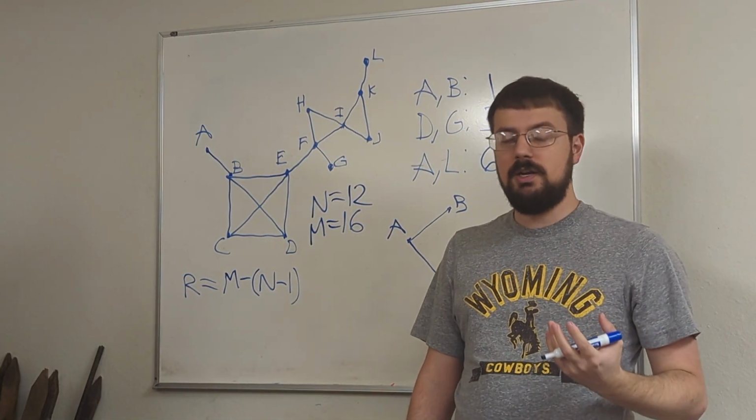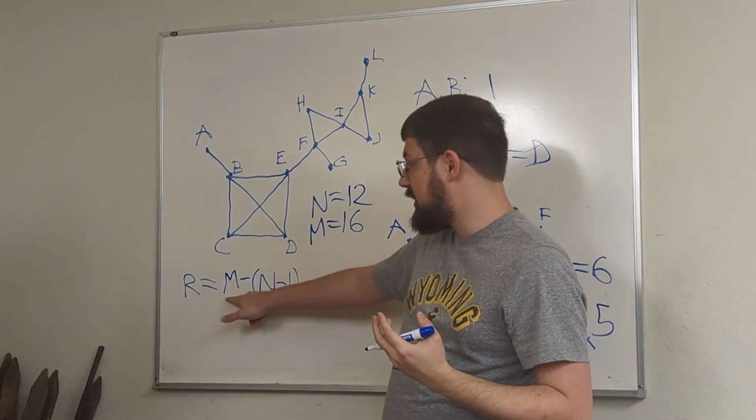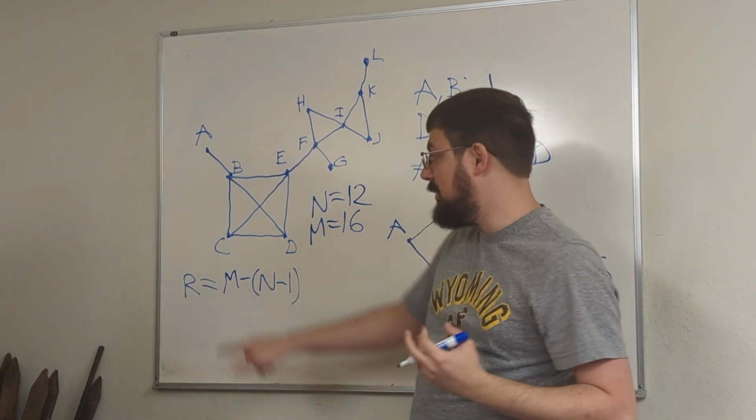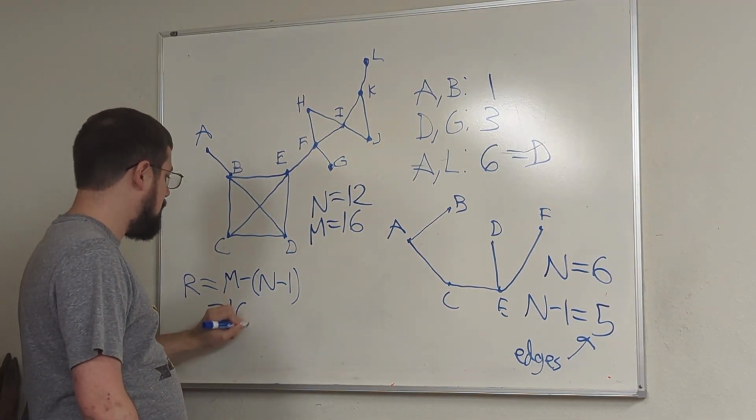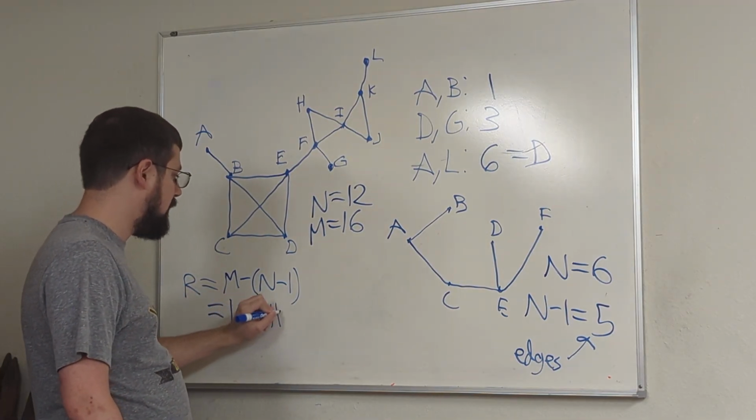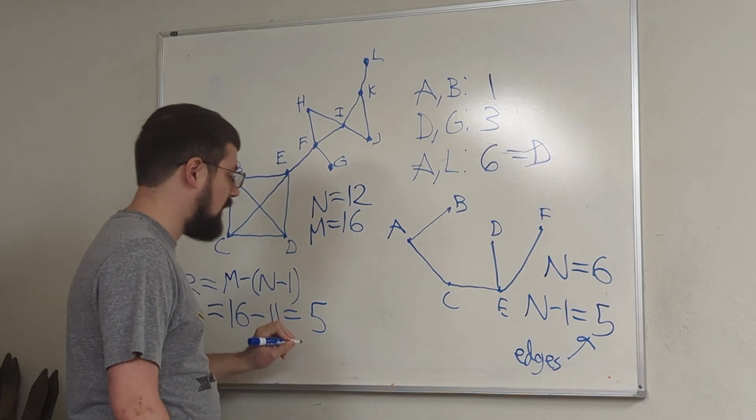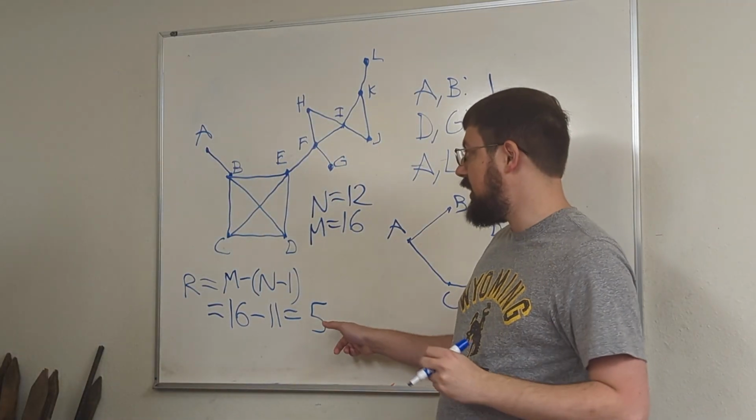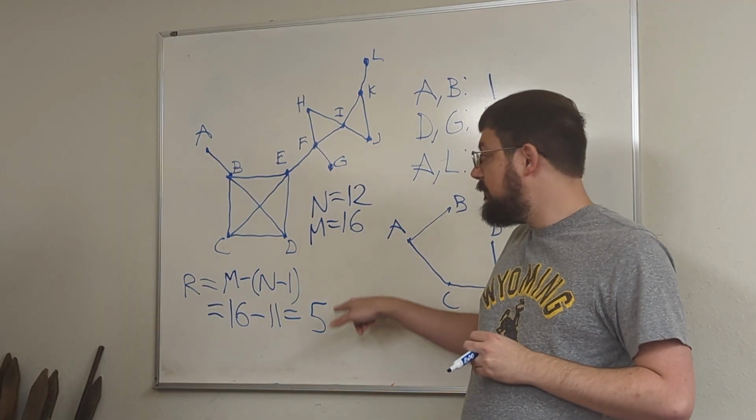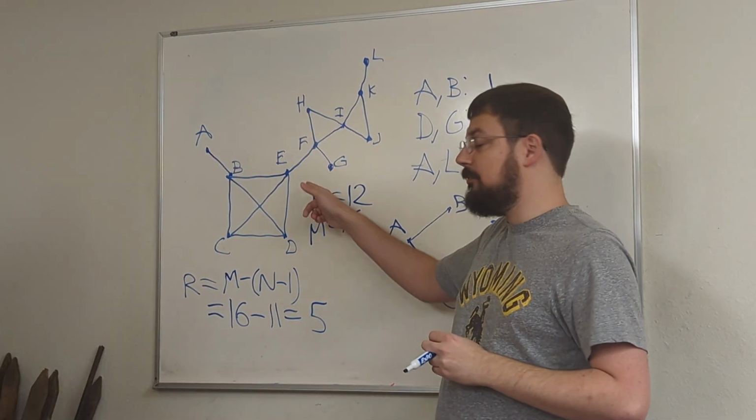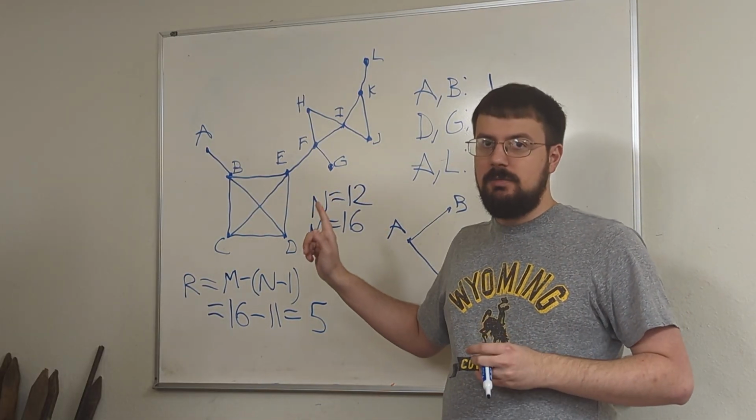Now if we want to find the redundancy of this network, we're just going to use this formula right here, m minus (n minus 1). That's going to give us 16 minus 11, meaning that we have a redundancy of 5 for this network. So what this basically means is that we have 5 more edges in this network than what we would need to be able to form a tree.